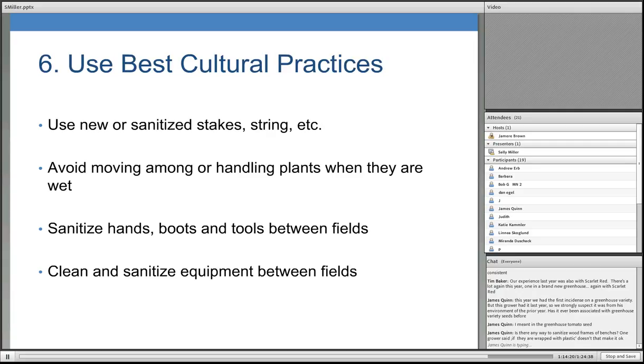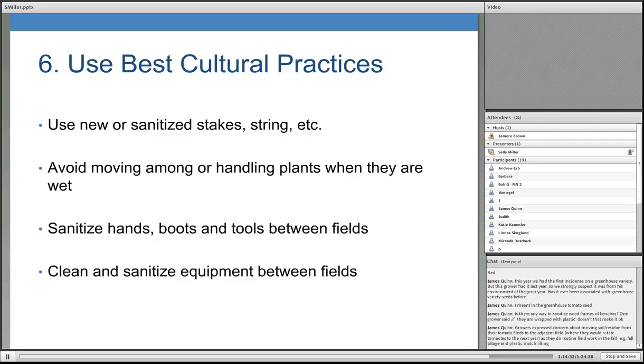Sanitizing equipment, hands, boots, tools, etc. between fields would be extremely helpful, but we find in the surveys that we've done that growers almost never do that. It's hard to remember to do it. I would think that at least if it's really a big problem, they would start doing it.